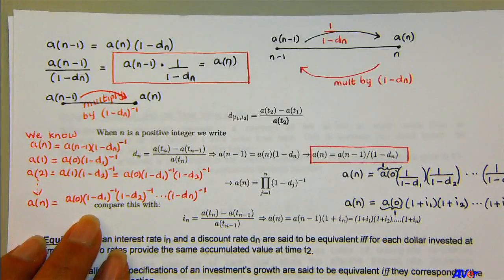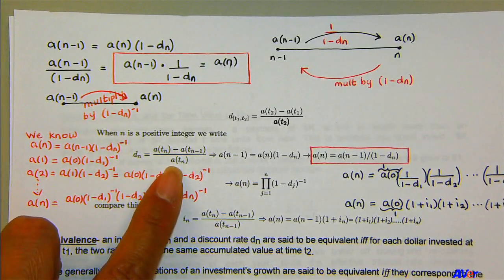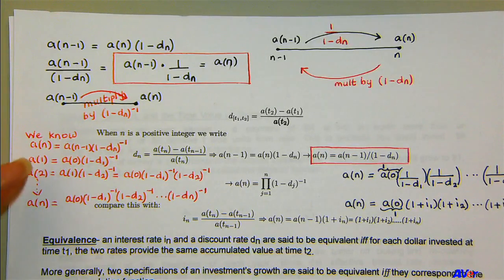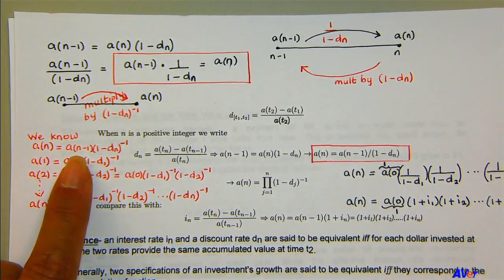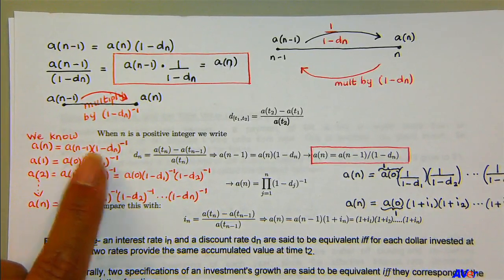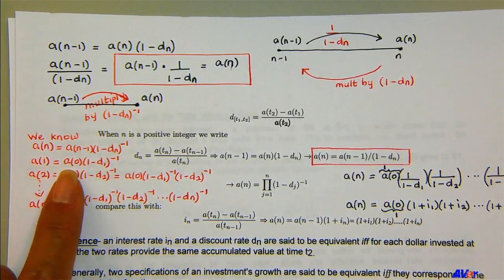So look at this formula right here. Do you remember this from last time? I had cross-multiplied and solved, so I had gotten this formula that says A of n is equal to A of n minus 1 times (1 minus dn) to the negative 1 power. And then I started with A0, which of course is 1.